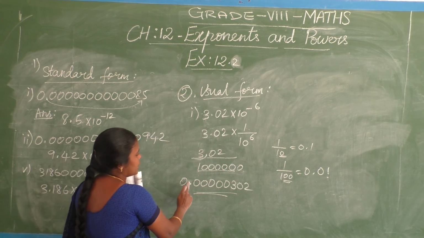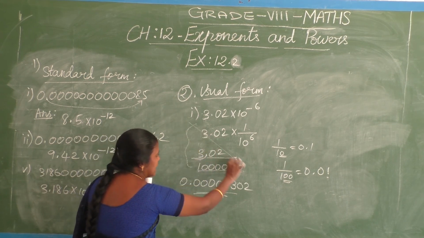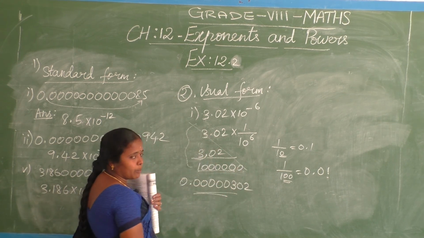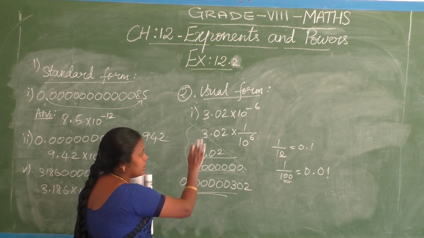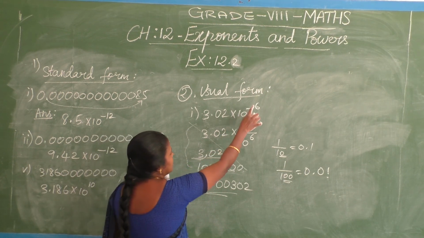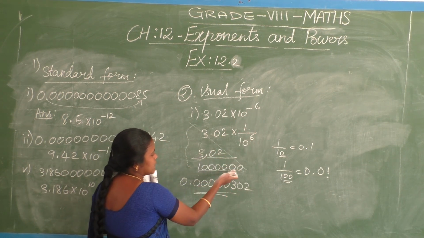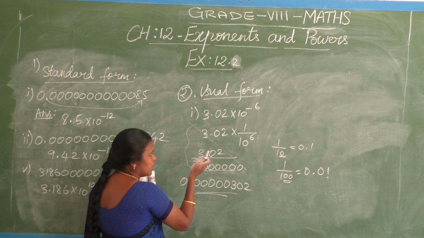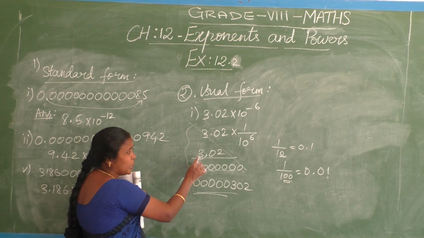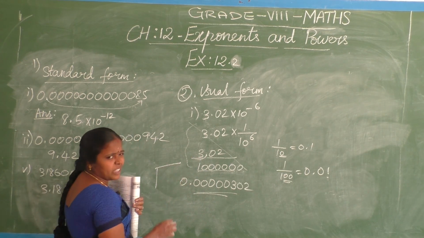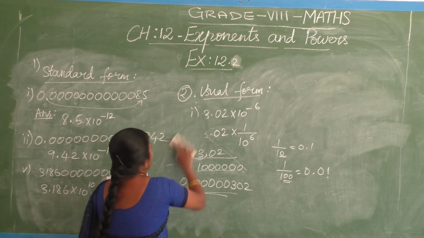That to be written in usual form. For these steps and all, not necessary. Directly we can make this. For understanding purpose, how the answer is coming, I have explained. 10 power minus 6 can be written in positive way as 1 by 10 power 6. 10 power 6 can be written in the denominator in this way. So this is to be divided by this. Division means the point can be moved. No need to divide like this. So directly you can make it like this. Understood?